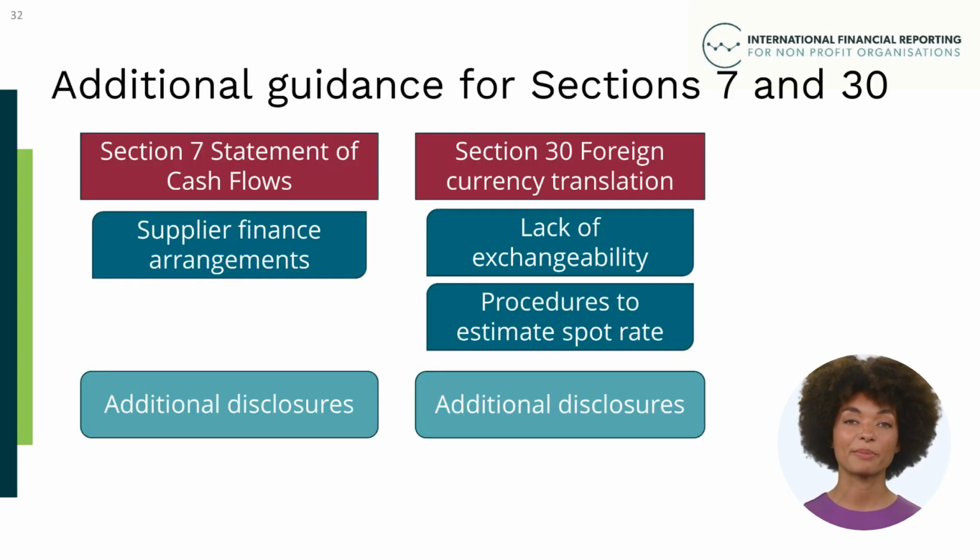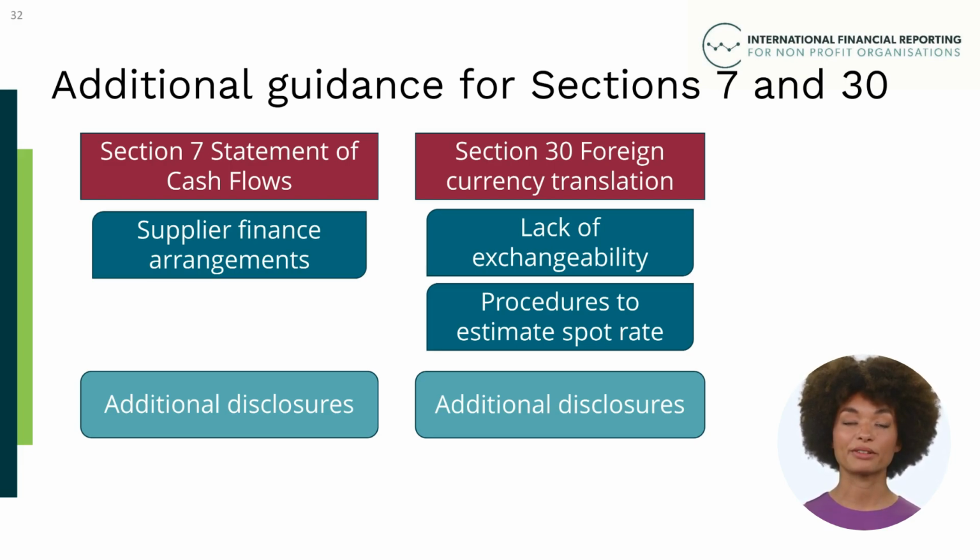Additional text was published by the International Accounting Standards Board on the 28th of March 2024 in the addendum to the draft 3rd edition of the IFRS for SMEs accounting standard. It is included in ED3. There are new disclosures in Section 7 on the statement of cash flows for supplier finance arrangements. These are arrangements that provide NPOs with extended payment terms or NPO suppliers with early payment terms.